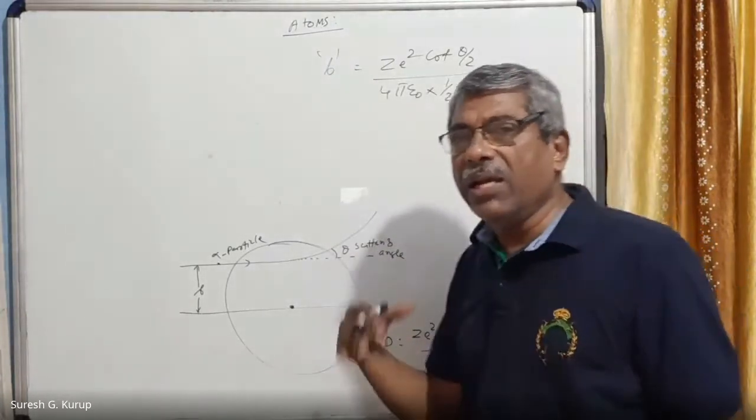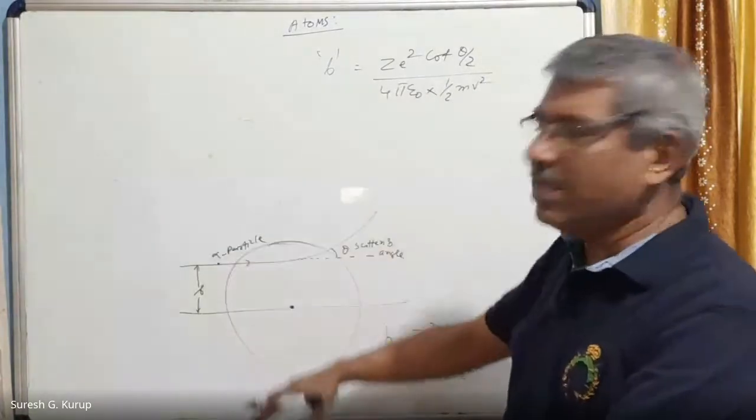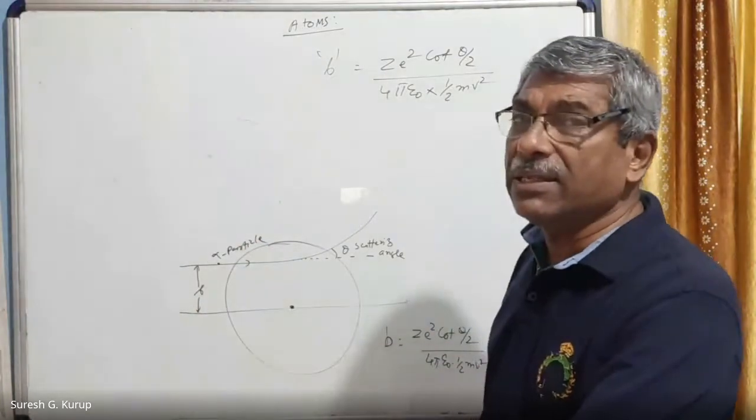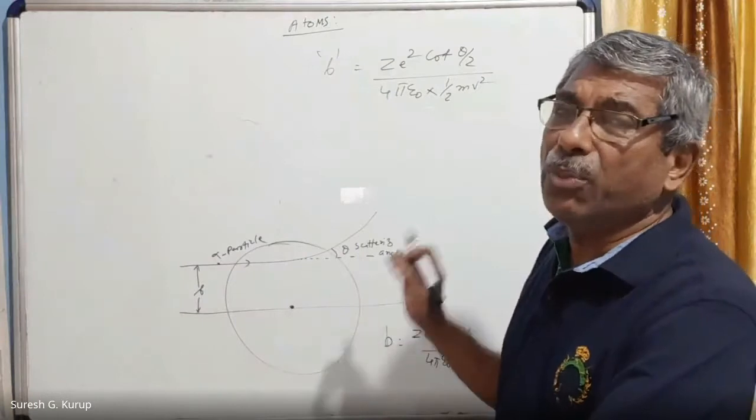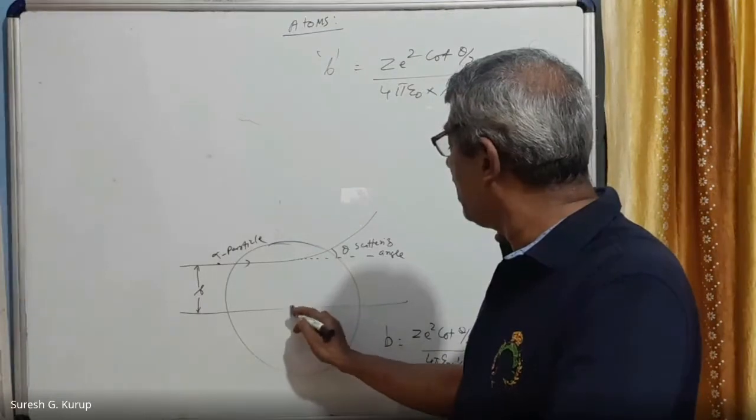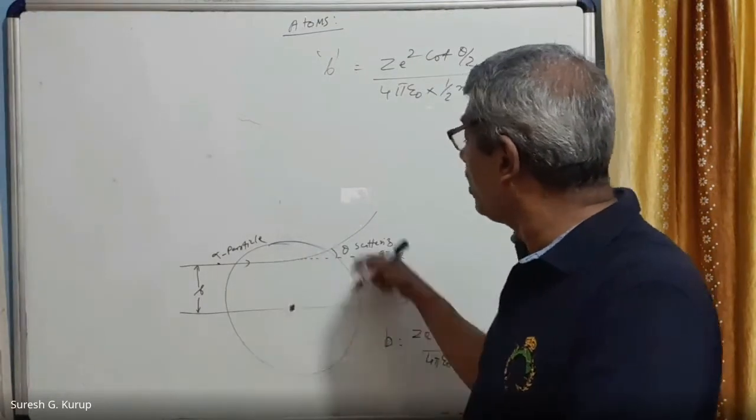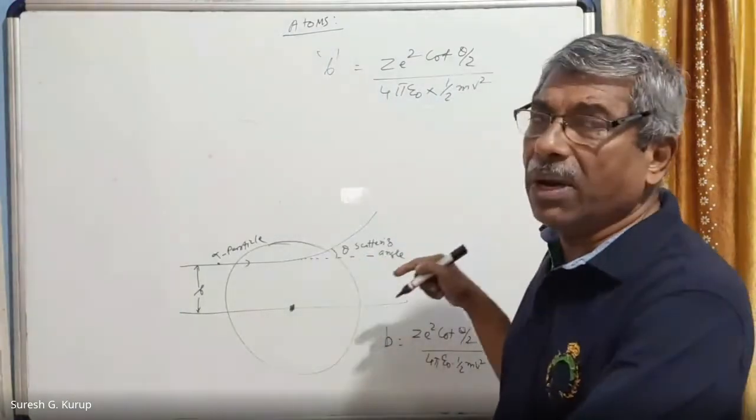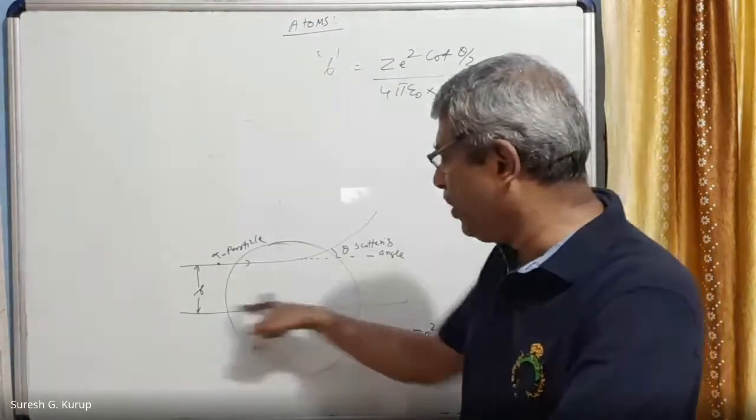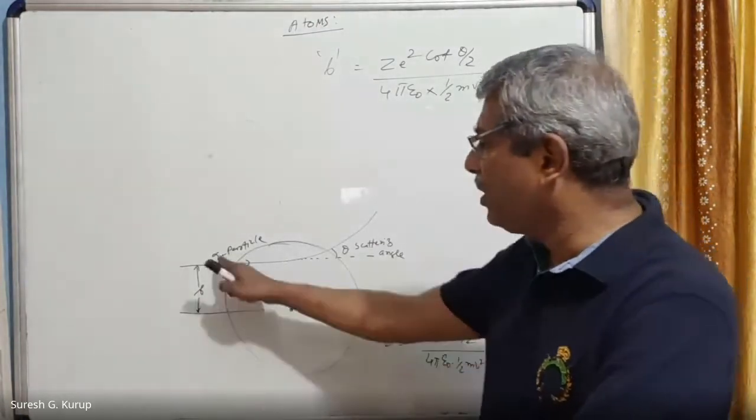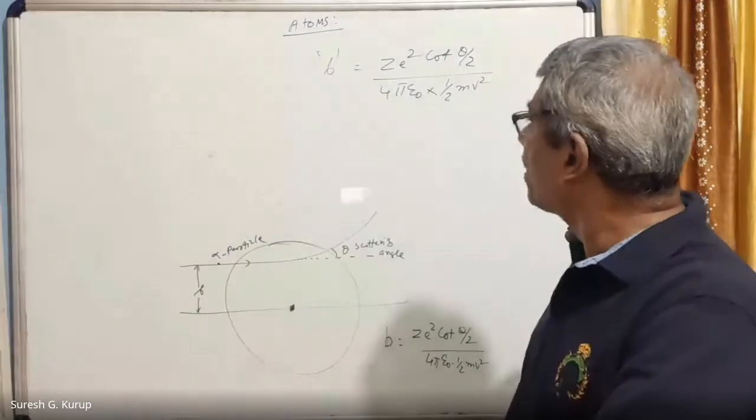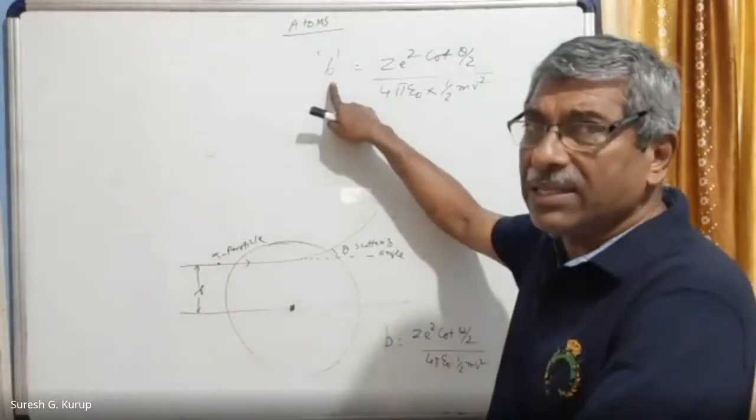That means the angle of scattering is less away from the nucleus, away from the center. Away from the center, as the distance increases, alpha particles can go with a small angle of scattering. Right? This is an atom, this is the nucleus, and the alpha particle is passing through it, away from the nucleus. The perpendicular distance from the nucleus to the velocity vector is called the impact parameter.